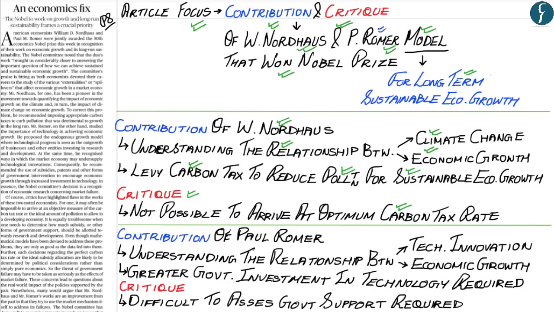While according to the article, the contribution of Paul Romer is that he gave an understanding of the relationship between technological innovation and sustainable economic growth, wherein Paul Romer had proposed greater government investment in technology. He emphasized technical progress leading to higher sustainable economic growth, and he called for a greater role of the government in the form of subsidies, patents, and other forms of intervention by having greater investment in the field of technology.